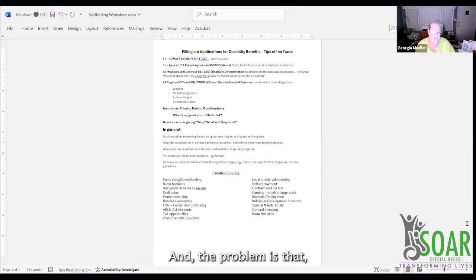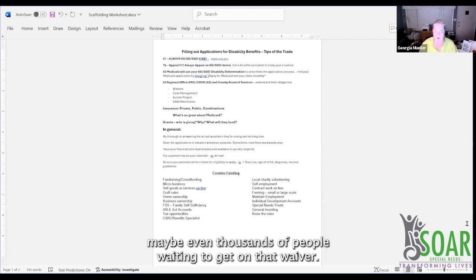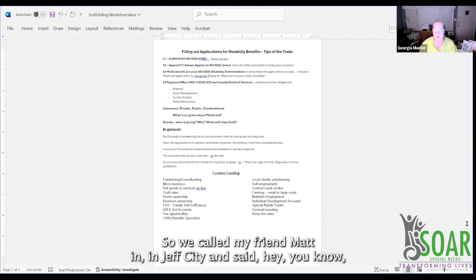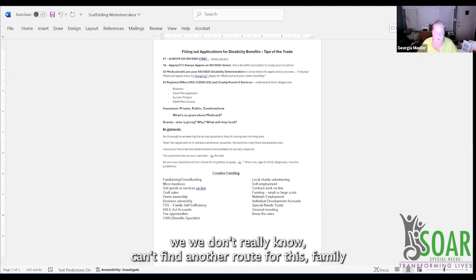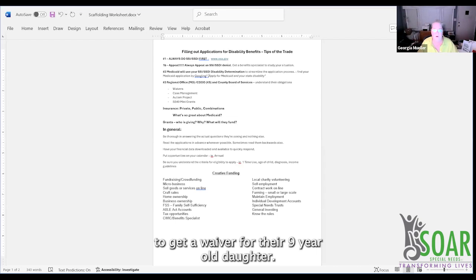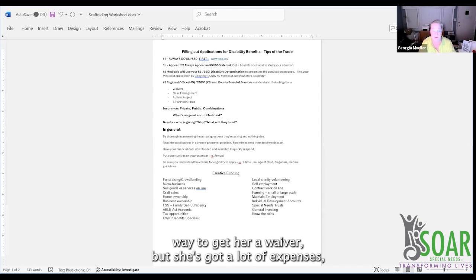The problem is that it's very hard to get the Lopez waiver in Missouri because there are only 366 slots and they're always full, and there's always a wait list of hundreds, maybe even thousands of people. So we called my friend Matt in Jeff City and said, we can't find another route for this family to get a waiver for their 8- or 9-year-old granddaughter. We can't find another way to get her a waiver, but she's got a lot of expenses.